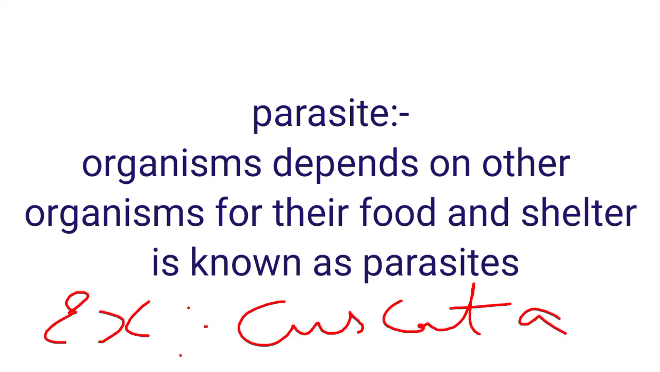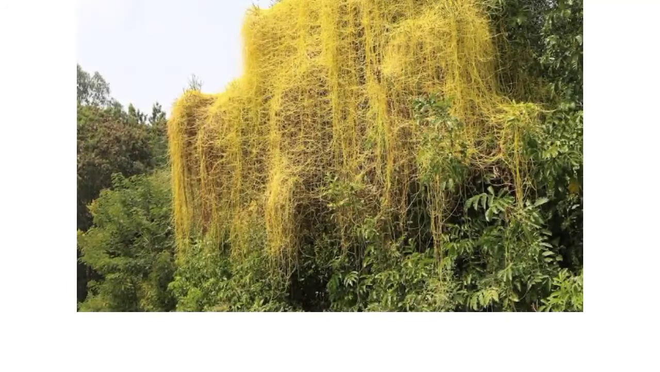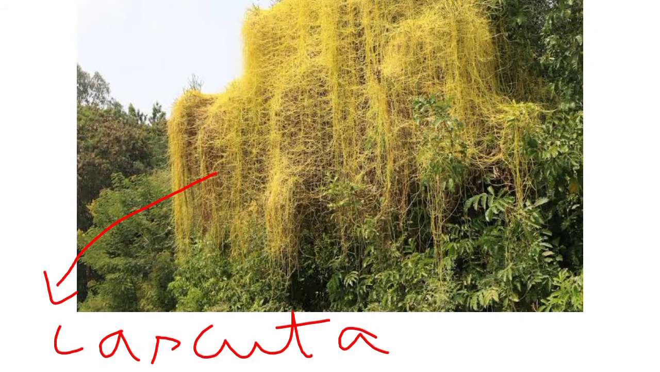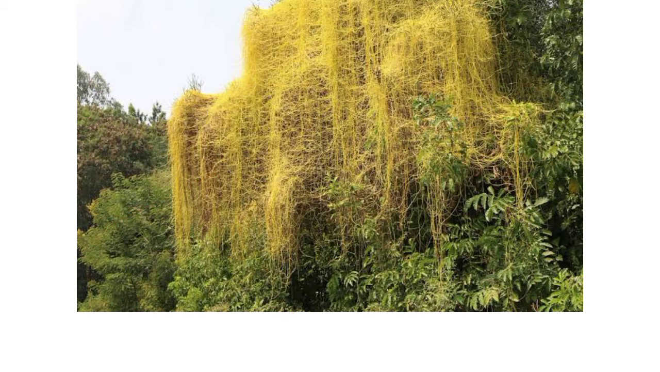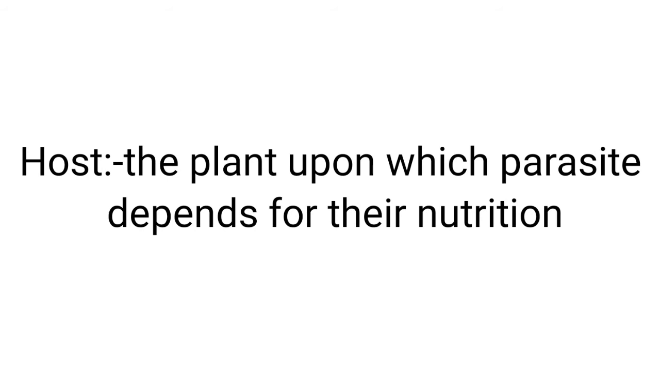An example of a parasite plant is Cuscuta. Cuscuta is a good example of a parasitic plant where it climbs on the stem and branches of the host plant to absorb valuable nutrients from the host plant. What is meant by host plant? Host plant means the plant on which the parasite depends. Understood? The plant from which the parasite absorbs its nutrients is known as the host plant.